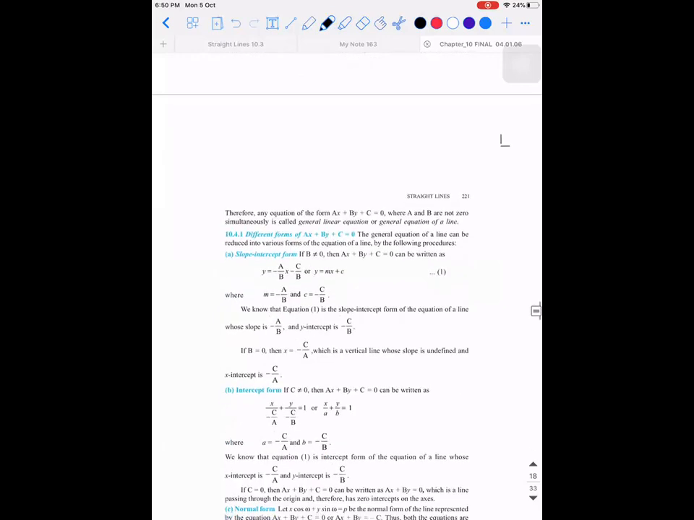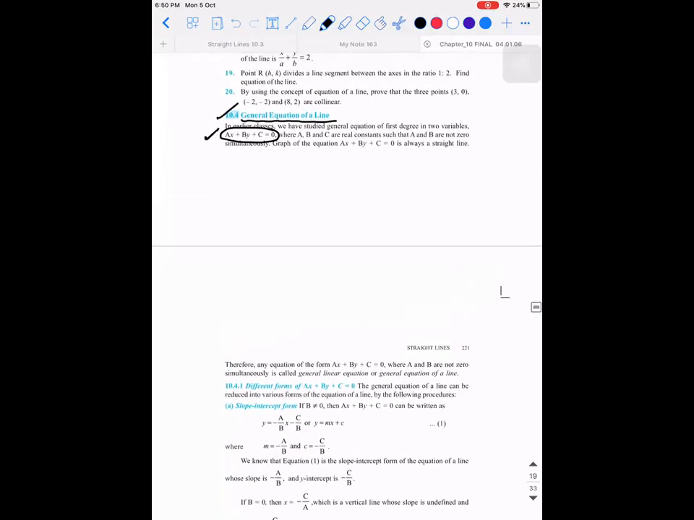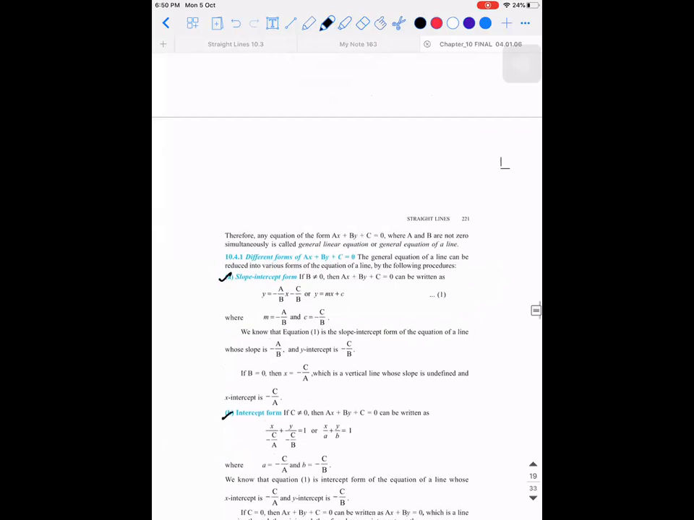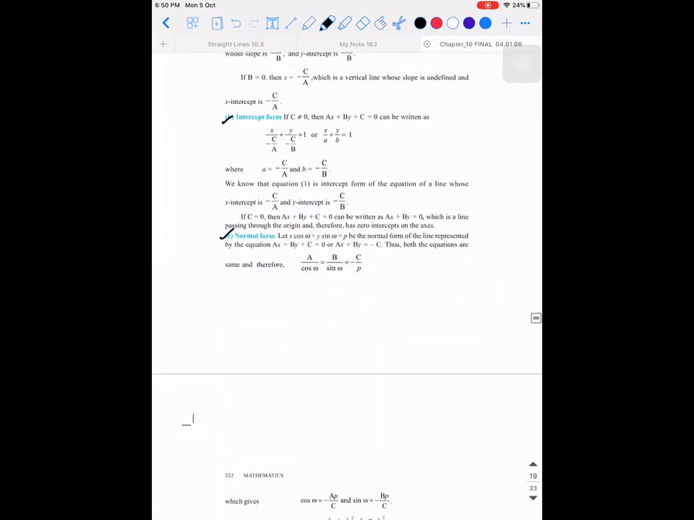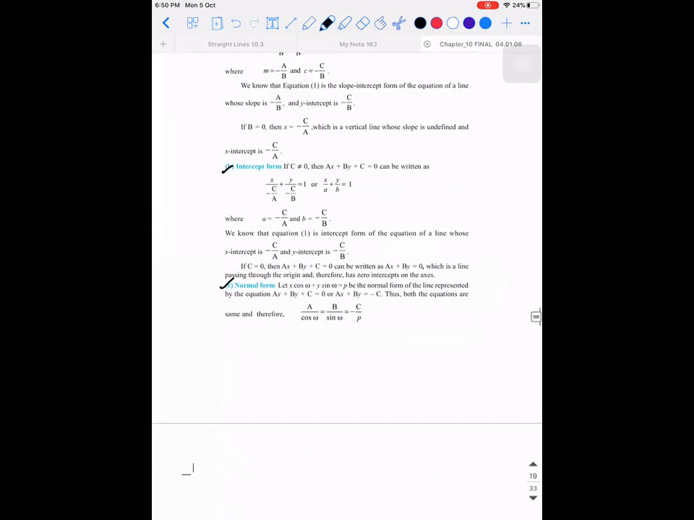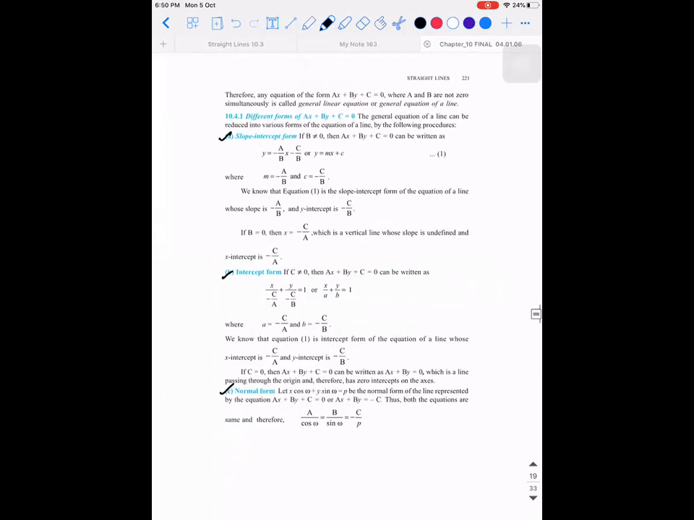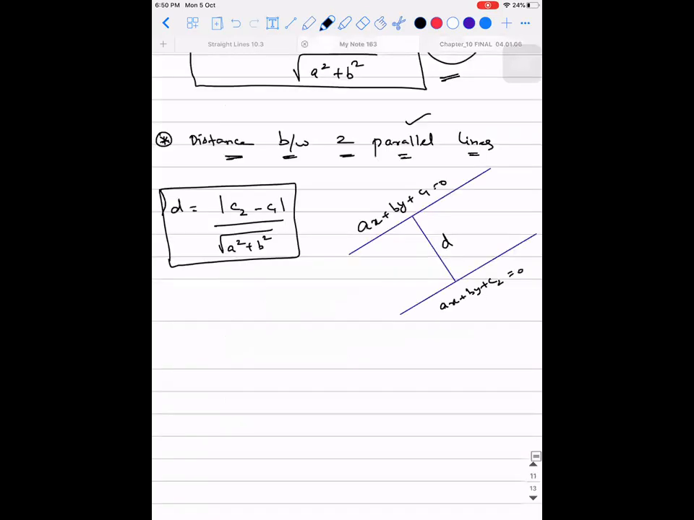But the next important point to be noted is, if this line is given, is it possible for us to write in all the previous forms that we have learned? That is, what are all the forms that we have learned? We have learned slope intercept, we have learned intercept, we have learned normal form. So in this exercise, you need to manipulate and write it in different forms. So how to do that, we will see now. Okay. So the heading is different forms of line ax plus by plus c is equal to 0.